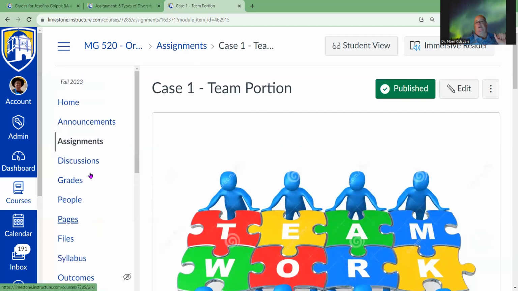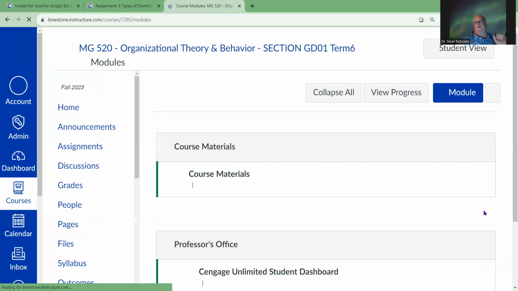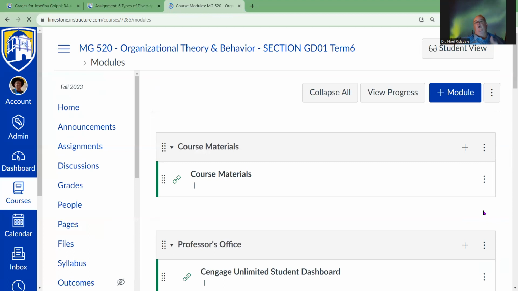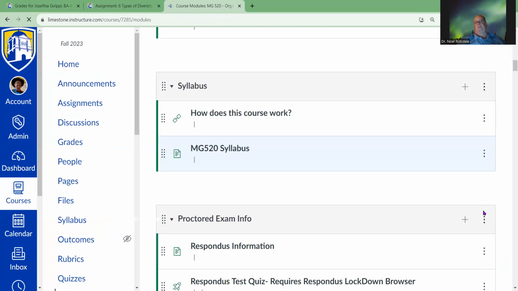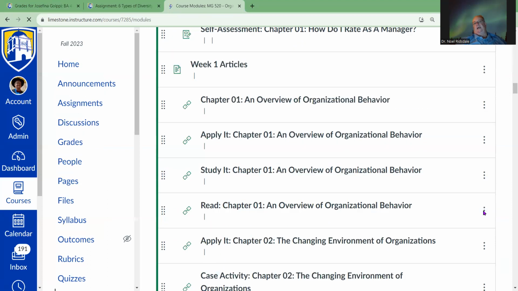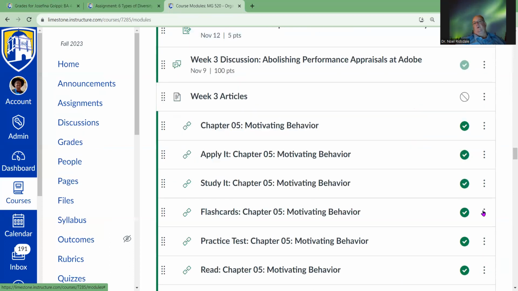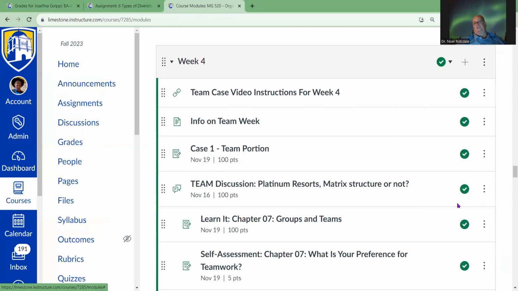Now also this week, the second thing this week, and this is why everybody doesn't like me this week, we also have a team discussion, which I have already assigned you for. So this is what we're going to do: take a look at, go down here to week 4. This is our team discussion here: Platinum Resorts.